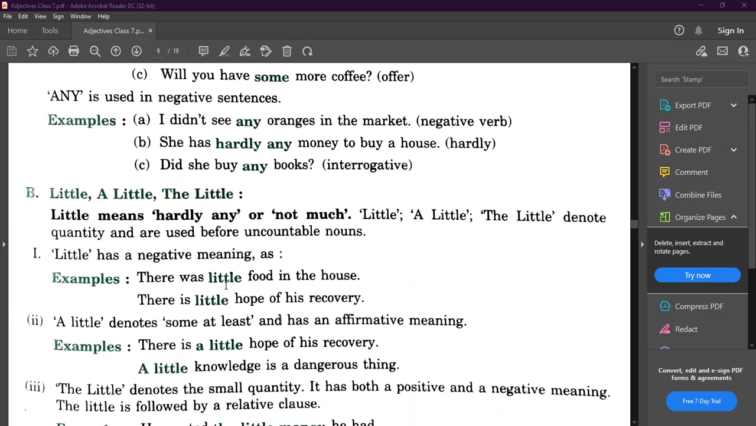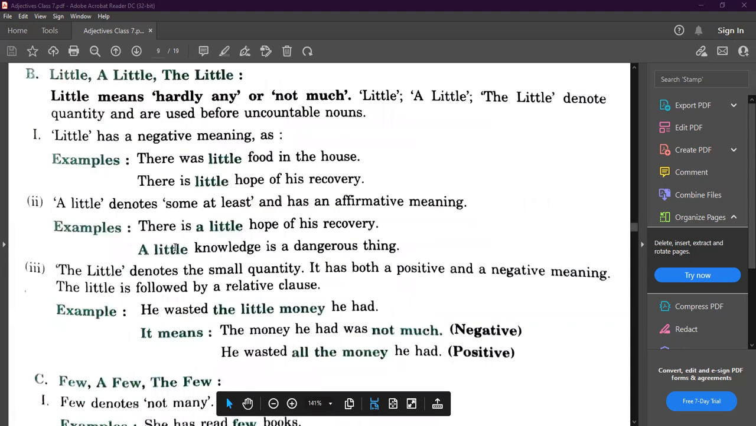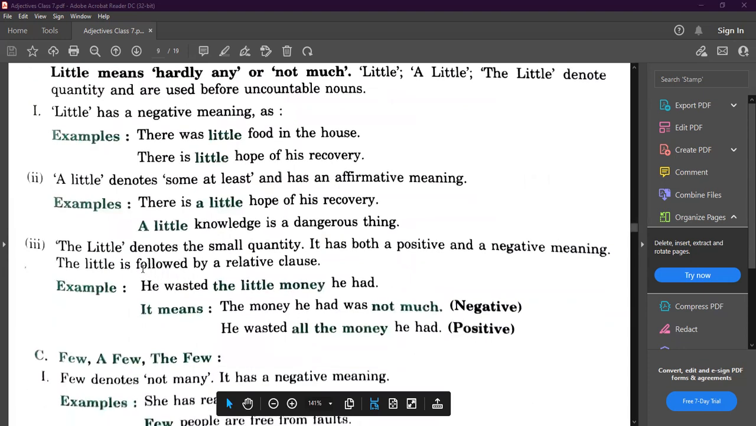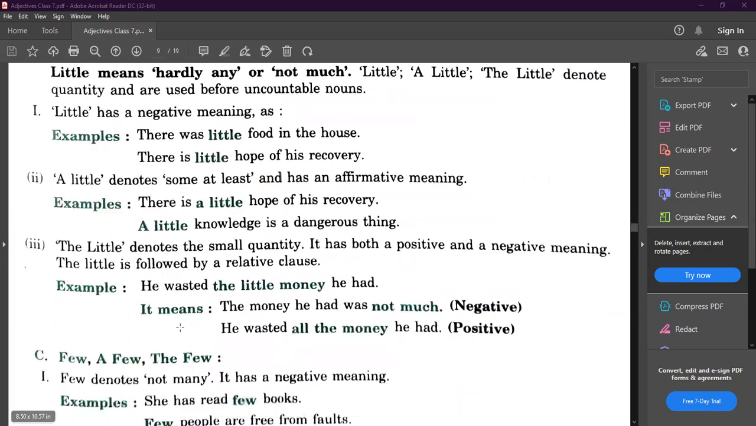There was little food in the house. ना के बराबर. ठीक है? There is little hope of his recovery. A little knowledge is a dangerous thing. ठीक है? थोड़ी knowledge खतरनाक हो सकती है. The little denotes the small quantity. He wasted the little money he had.